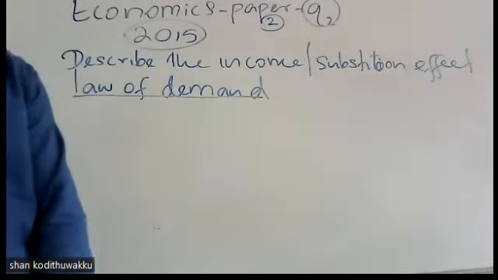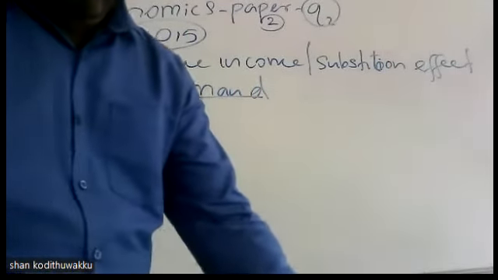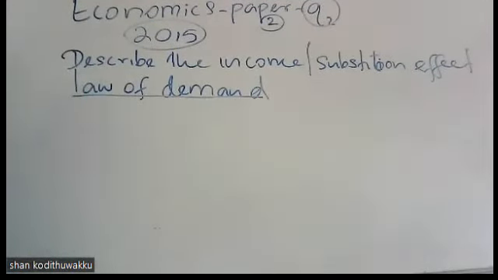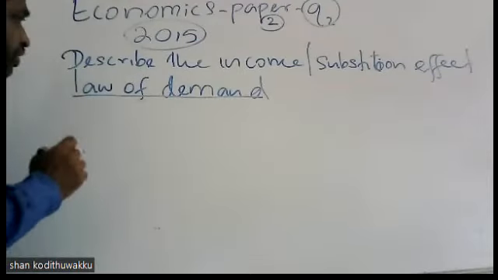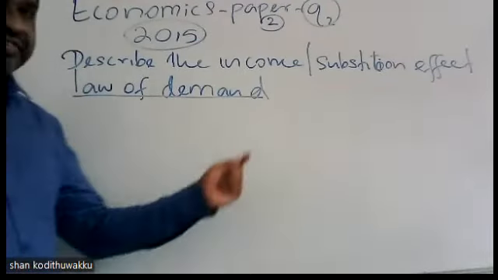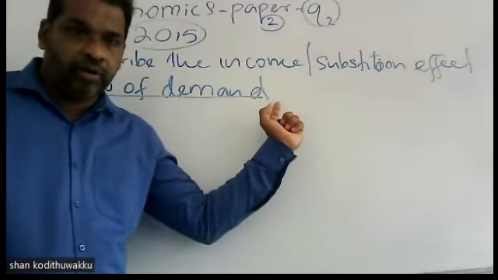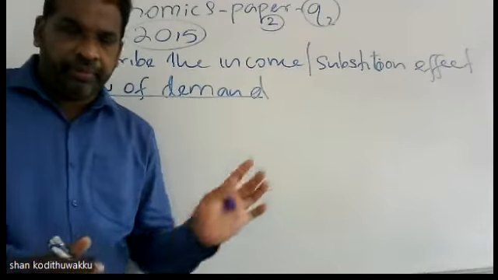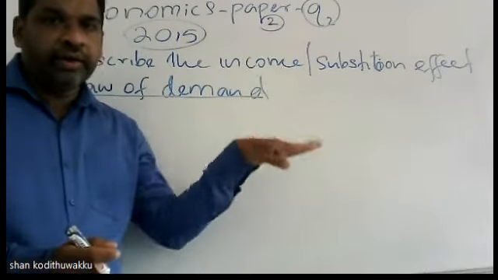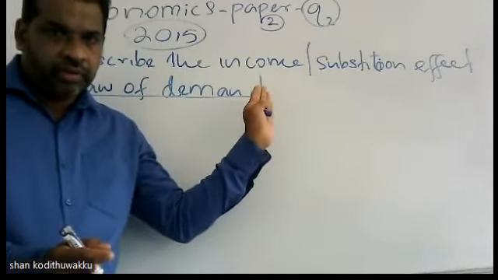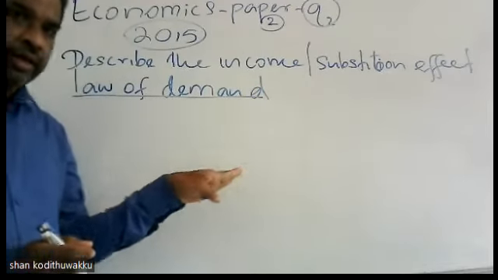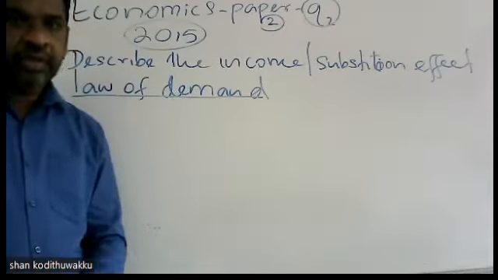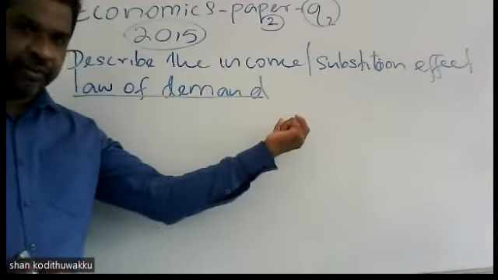Then, what is the law of demand? The law of demand explains the relationship between the price of the commodity or product and quantity demanded. When the price of the product increases, the quantity demanded will decline. When the price of the commodity falls or decreases, quantity demanded will increase. That is what the law of demand explains.